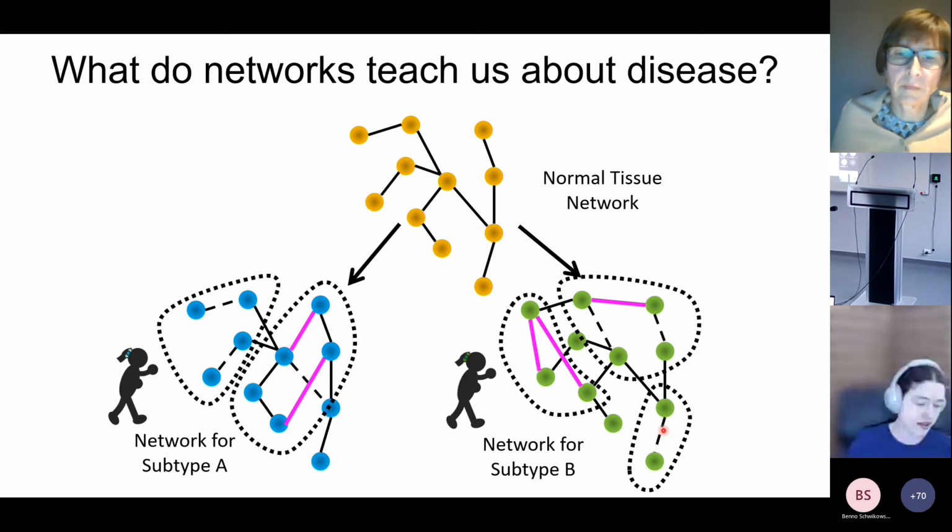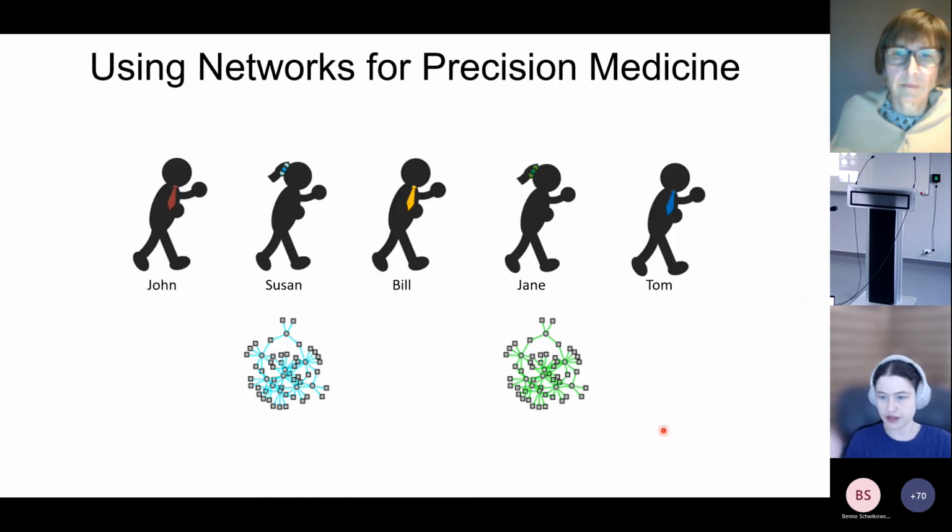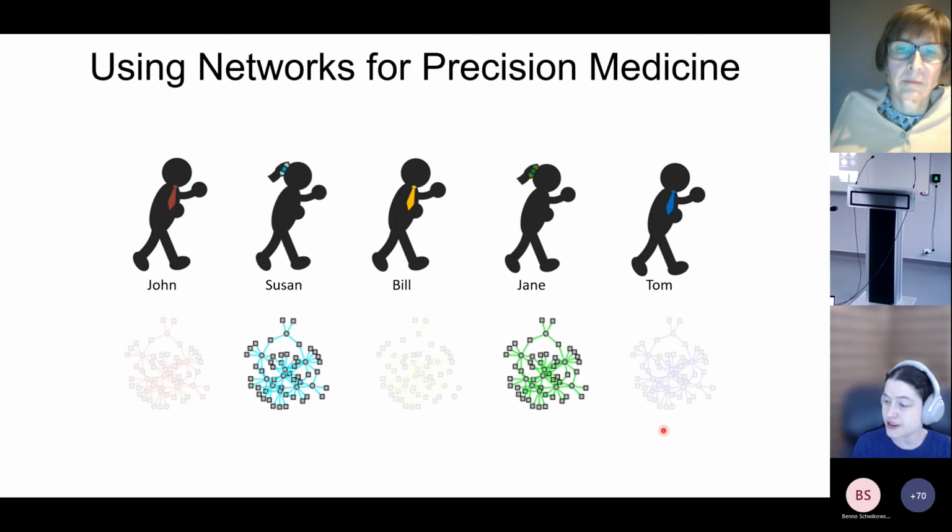Now, Crystal mentioned something very early on in her introduction to me, and that is that even this is a fairly limited approach, right? Sure, this makes a lot of sense when we have exactly two subtypes, but we all know that diseases don't fit nicely and neatly into these little buckets, right? I made the argument for Susan and Jane, but what happens if John, Bill, and Tom walk in? Don't they have different networks?